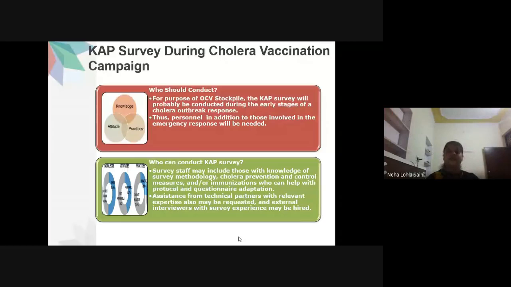Okay, then who can conduct this survey? Survey staff can be included, those who have knowledge of survey methodology, of cholera prevention and control measures, or immunizations, who can help with the protocol and then questionnaire adaptation. Assistance from technical partners with relevant expertise may also be requested, and external interviewers with survey experience may be hired so that the work can be distributed and completed faster.